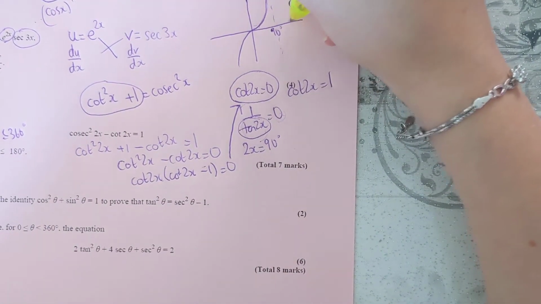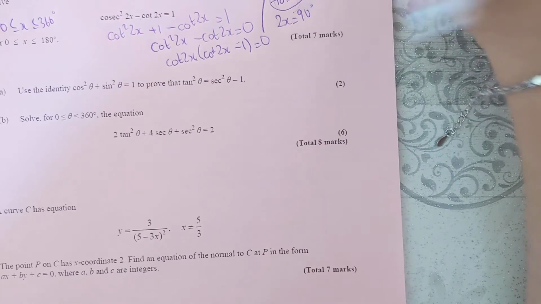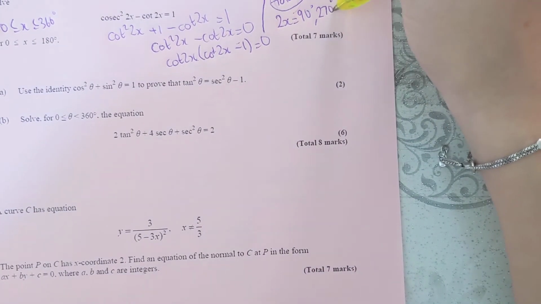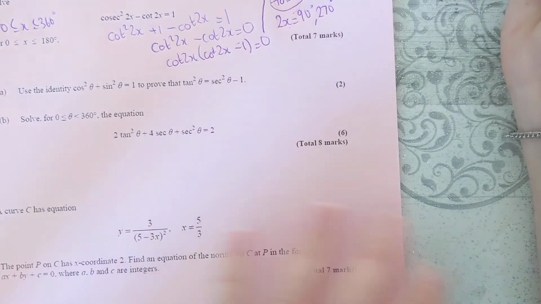So therefore, if you add 180 to 90, you're going to get 270. So the other solution for this one is 270, and then you would have them both.